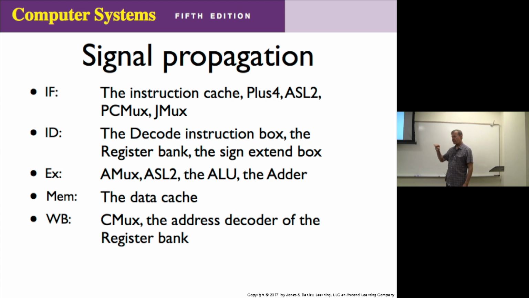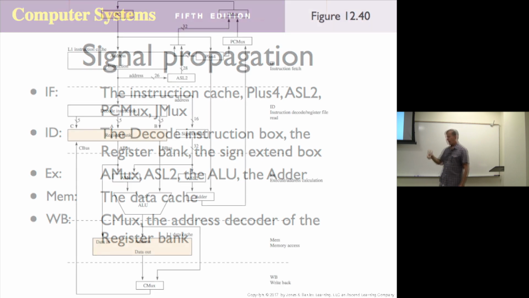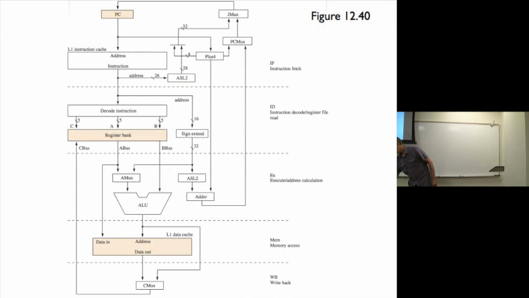We had the IF stage, the ID stage, the EX stage, the MEM stage, and the WB stage. IF is instruction fetch, ID is the instruction decode, EX is the execution unit, MEM is the data cache, and WB was called write back. And if we look at figure 12.40, we see that these stages are separated by horizontal dashed lines. The IF stage, the instruction fetch stage, is up there at the top.